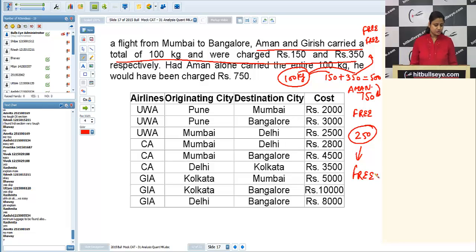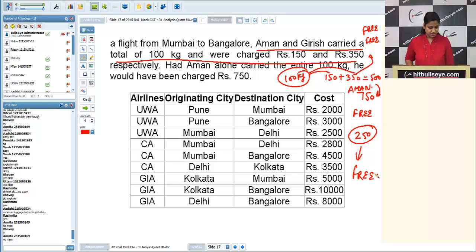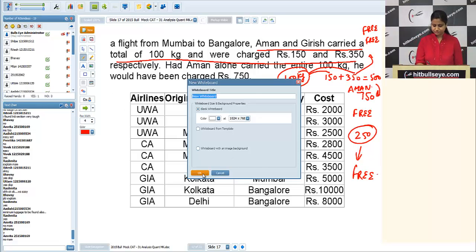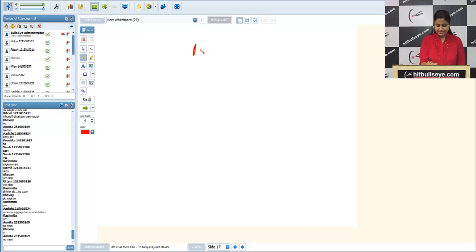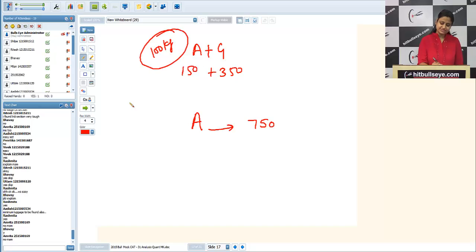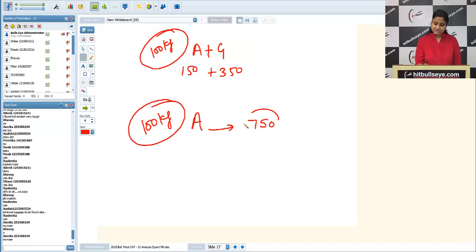So suppose there is no concept of it. Actually, I don't want to make equations here. So let us see. It is saying that Aman and Girish are paying individually 150 plus 350. If Aman is carrying the whole 100 kg luggage, the cost will be 750. See, in both the cases, 100 kg luggage is carried. But in one case you are paying 750, in one case you are paying 500. The difference here is 250.